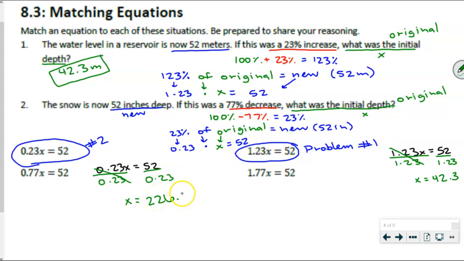0.8 is going to make that 0 round up to 1. Yes, that makes a lot more sense, because if it's 226.1 and it decreases a whole bunch, 77%, that would make sense to get us down to 52. So what was the snow depth initially? 226.1 inches. Okay, nicely done.